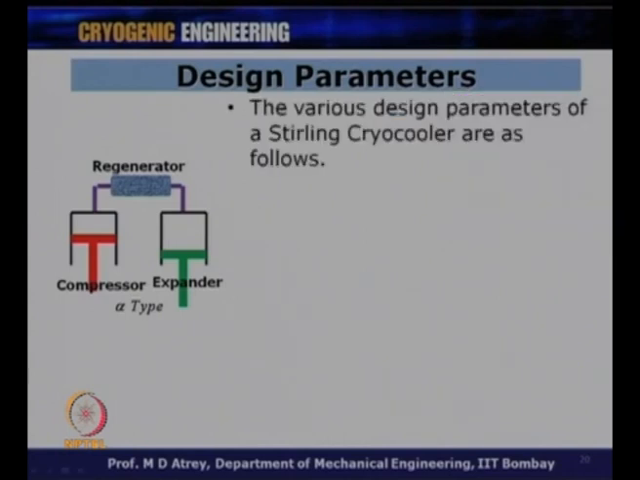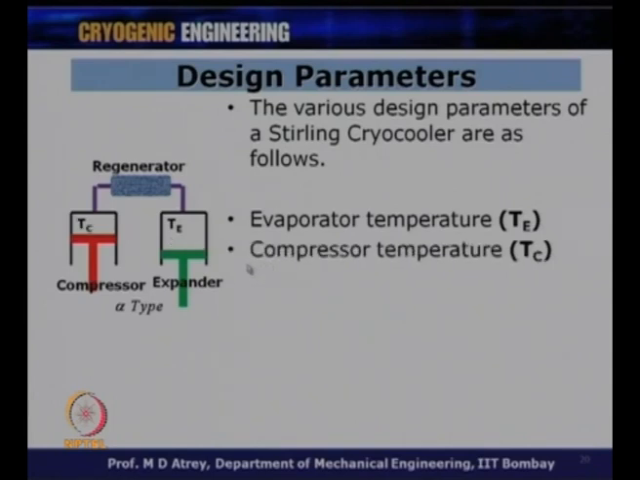So, the various design parameters of a Stirling cryocooler are as follows. First, the evaporator temperature or expansion space temperature, TE. At this temperature we have isothermal expansion, and therefore the cooling effect is generated at this temperature. Then we have the compressor temperature, TC. Here the process of compression happens at TC, which is the isothermal compression process, with isothermal expansion, as we know happens in the ideal Stirling cycle.